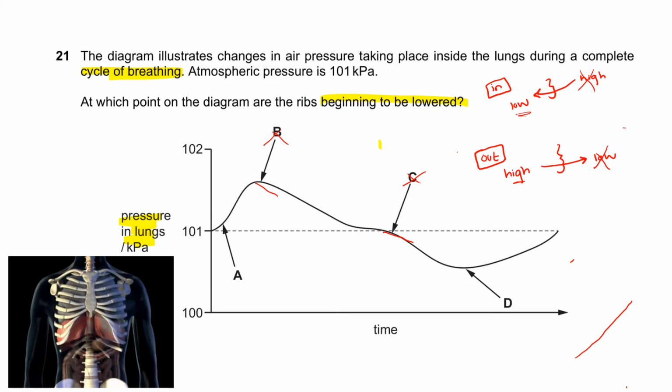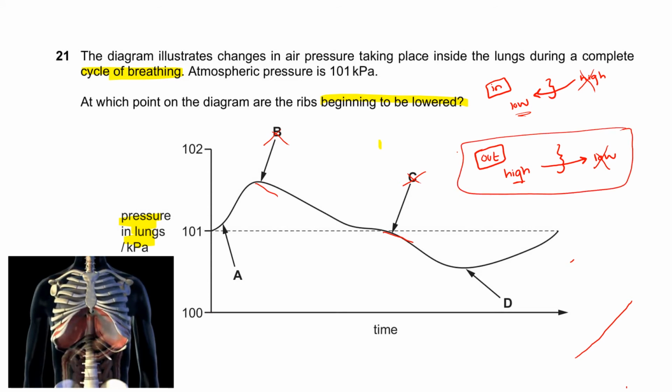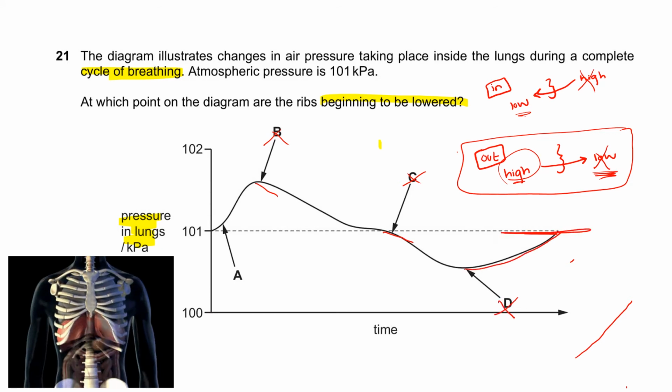And if you look at this part of the diagram I drew, you can see that we end up being higher than the atmosphere. So it can't be D because D comes up to the atmospheric level, which is 101 kilopascals, but A actually goes above. So that's why the answer is A.